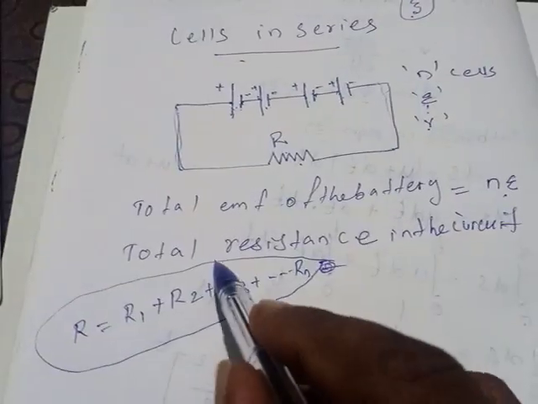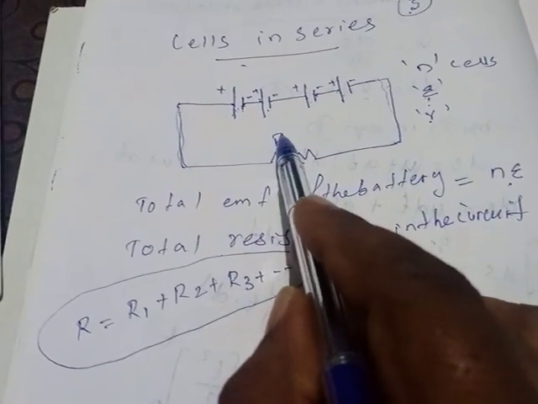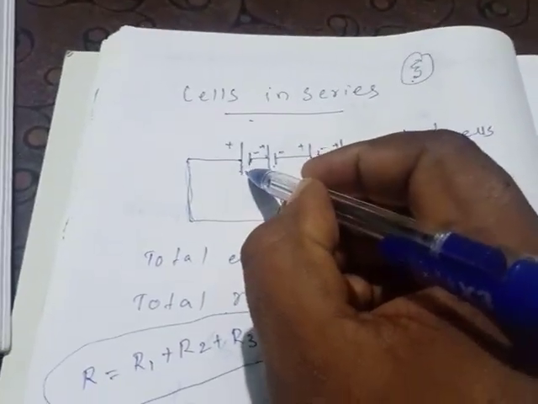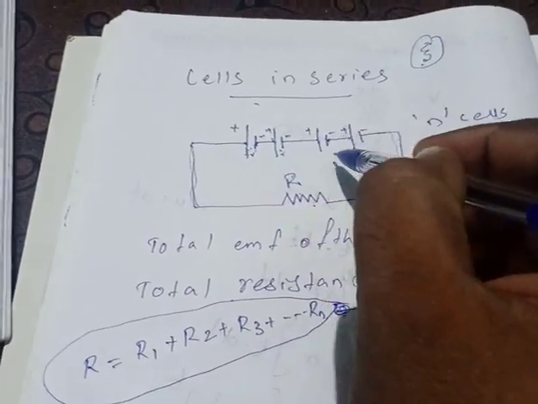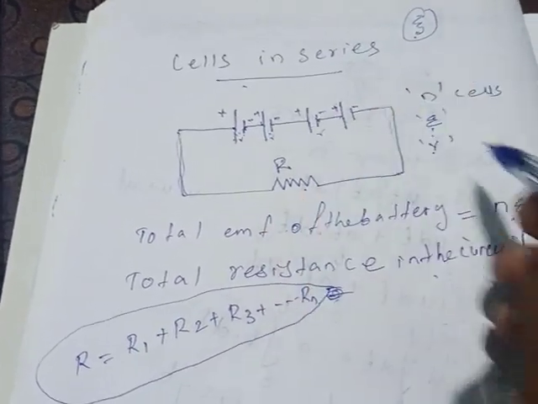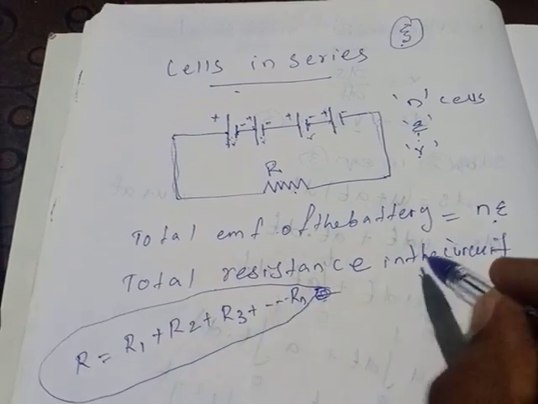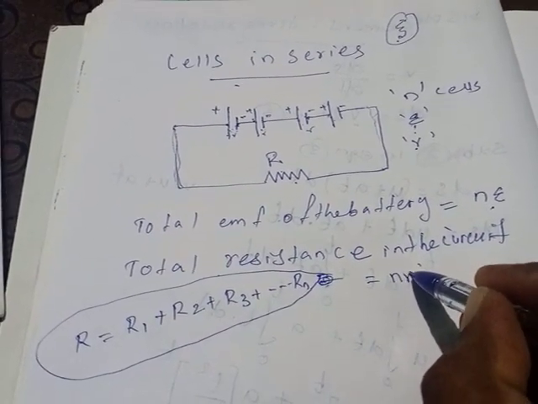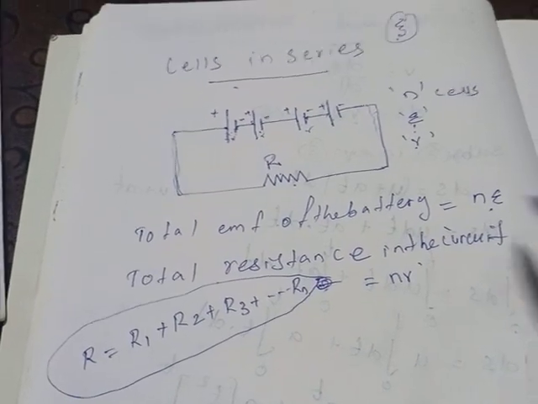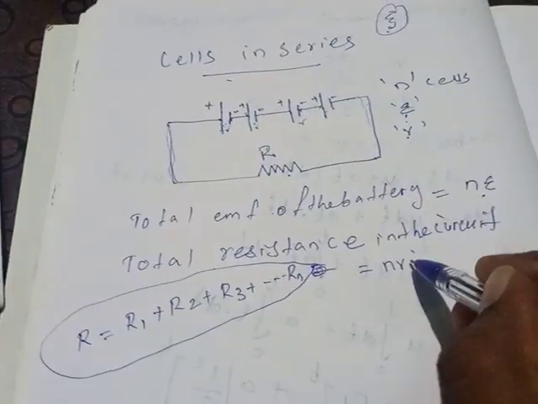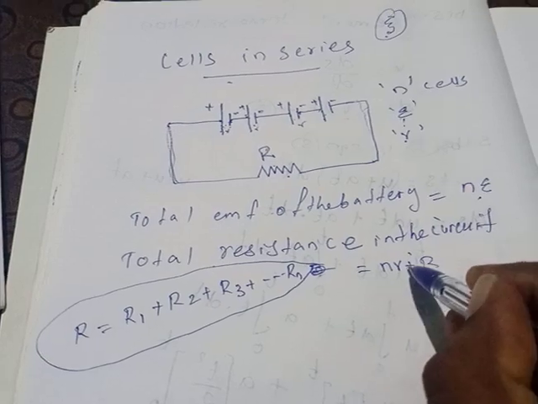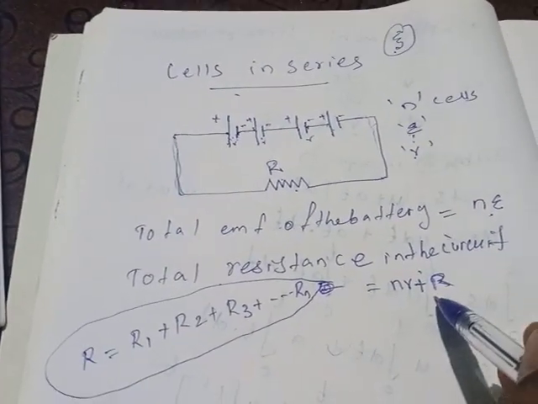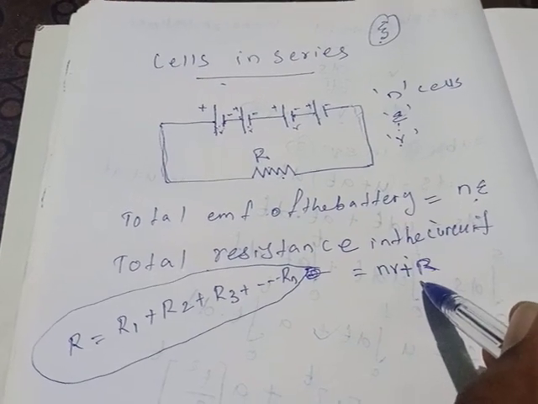Now what is the total resistance in this circuit? Here one internal resistance r is there, here r is there, here r is there. So N number of internal resistances are there. Additionally, one external resistance is there, so plus R. This is the total resistance in the circuit, Nr plus R.